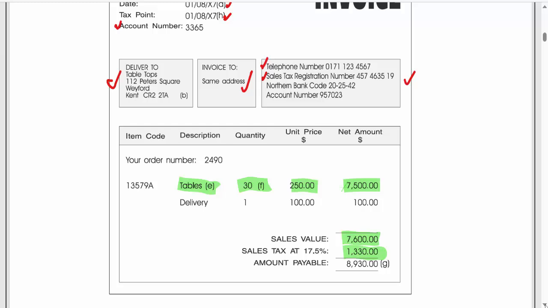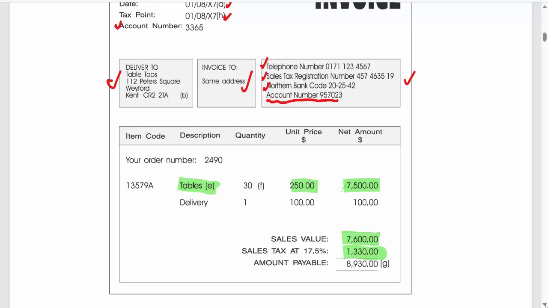It shows that Chippy's is registered to collect sales tax, and this registration number must be on invoices to comply with tax regulations. Bank details. The Northern Bank Code 20-2542 and account number 957023 are provided in case the buyer prefers to pay directly through the bank. This is common in business transactions as it simplifies the payment process.